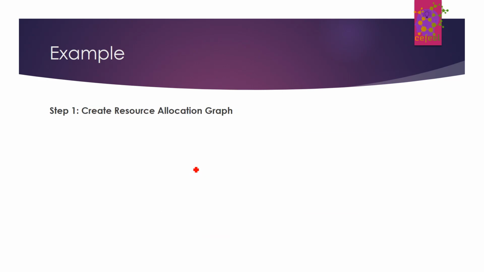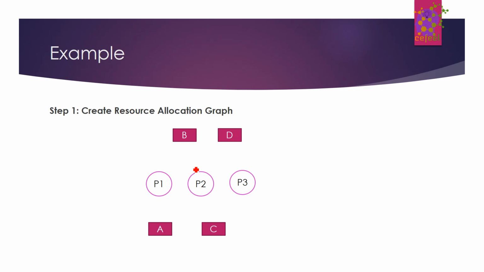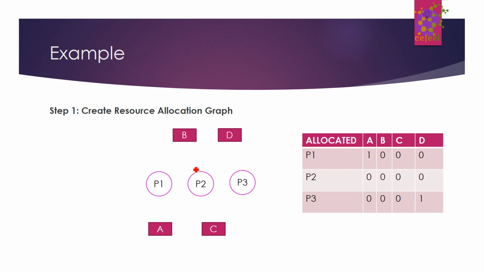So resource allocation graph, we know that processes are represented by circles, resources by rectangles, and then we see our allocated matrix, where we see that P1 is allocated an instance of A and P3 is allocated an instance of D. So we will create the assignment edges, one from A to P1 and the other from D to P3. So first step is done.